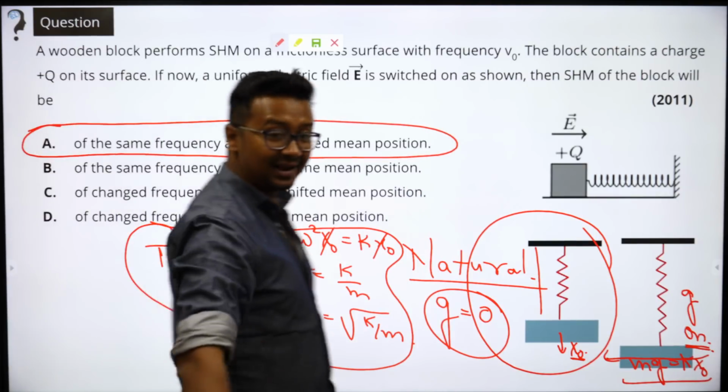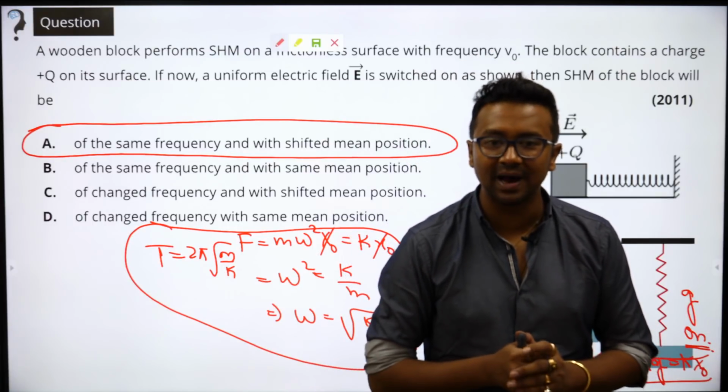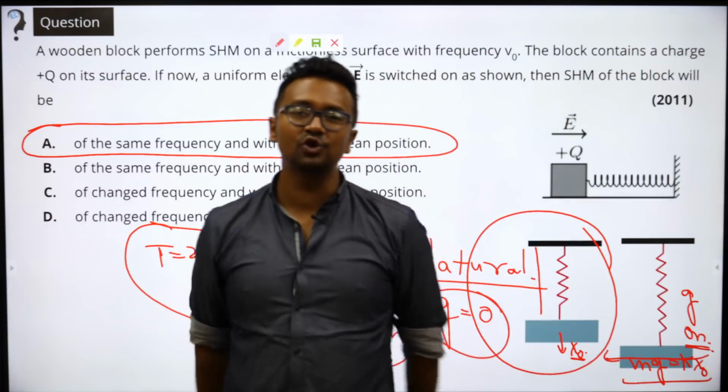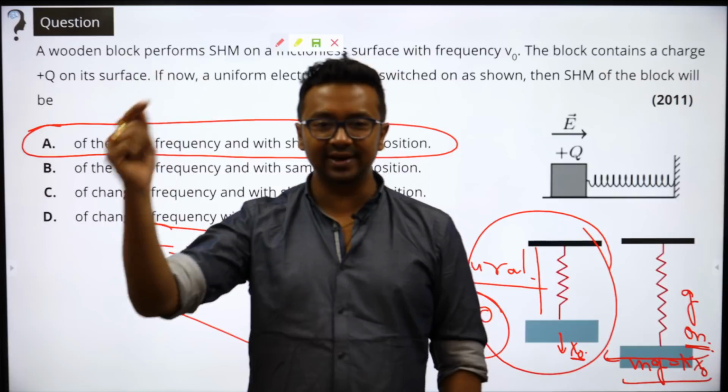Option A is the correct answer, as rightly done by Lalas and Harsh Mahiwal. Guys, did you enjoy this problem? Tell me quickly, did you guys enjoy this problem out here?